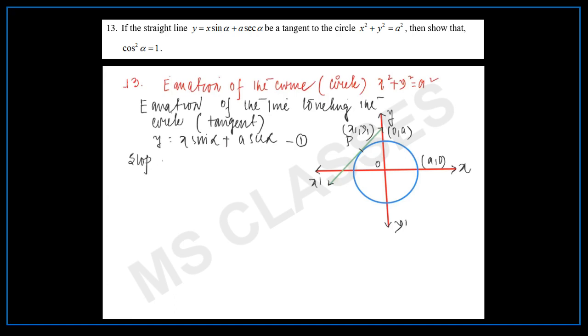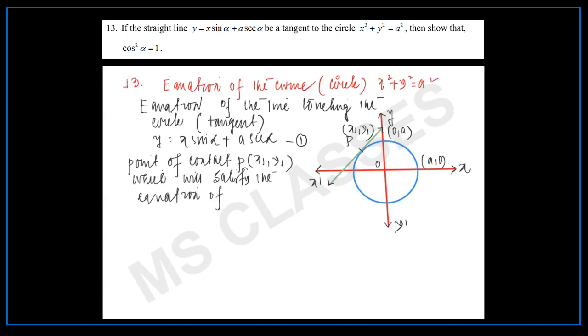Now before that we have to take the point of contact. So write down the point of contact P x1 y1, which will satisfy the equation of the circle. So that implies x1 square plus y1 square equal to a square. This is equation 2.